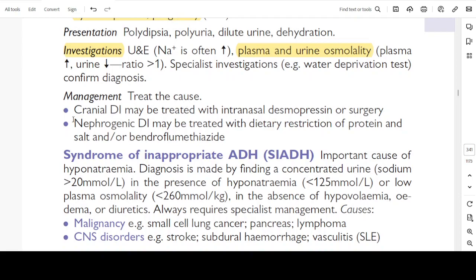Management. Treat the cause. Cranial diabetes insipidus may be treated with intranasal desmopressin spray or surgery. Nephrogenic diabetes insipidus may be treated with dietary restriction of protein and salt and/or bendroflumethiazide, which is a thiazide diuretic.